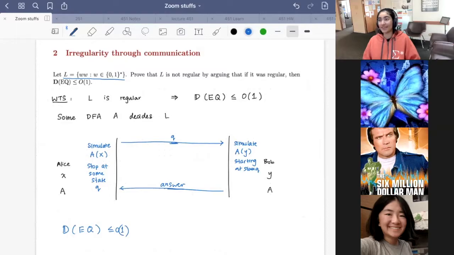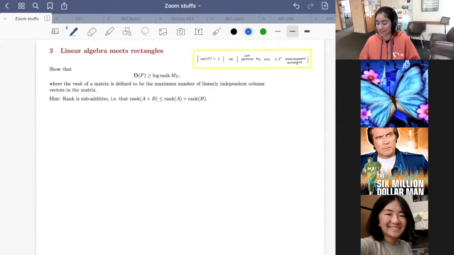All right. So let's move on to the next question. This one's a little bit more involved. We're going to show, kind of hinting at it from before, that the deterministic complexity of a particular function is related to the rank of the matrix. We're going to show explicitly that the deterministic complexity of some function f is greater than or equal to the log of the rank of the matrix of that function.